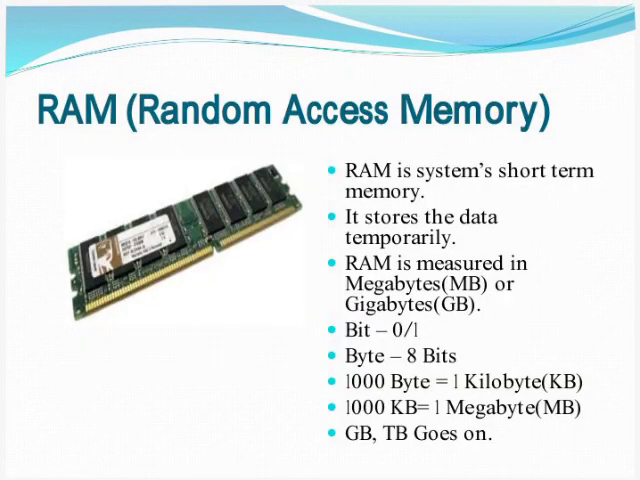Last of our session is RAM, random access memory. What is RAM? RAM is system short-term memory. Why do we say it is short-term memory? Because the data stored in this RAM will be erased when the power is switched off. That's why it is called short-term memory. So we have to save so that it will be saved in our hard disk, right? The data is stored only temporarily.